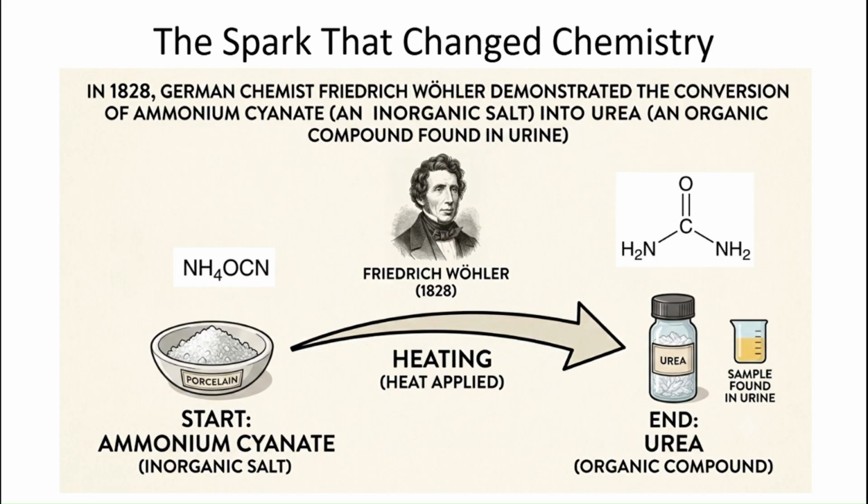But when he analyzed what was sitting in his porcelain dish, he was stunned. It was not ammonium cyanide anymore. Heat had rearranged the atoms to create urea, a well-known organic compound found in animal urine. Wöhler wrote to his mentor, Jöns Jacob Berzelius, "I must tell you that I can make urea without needing a kidney, or indeed any animal at all."